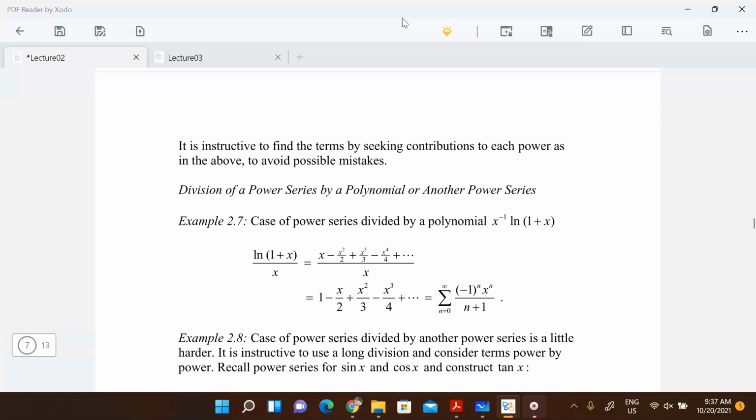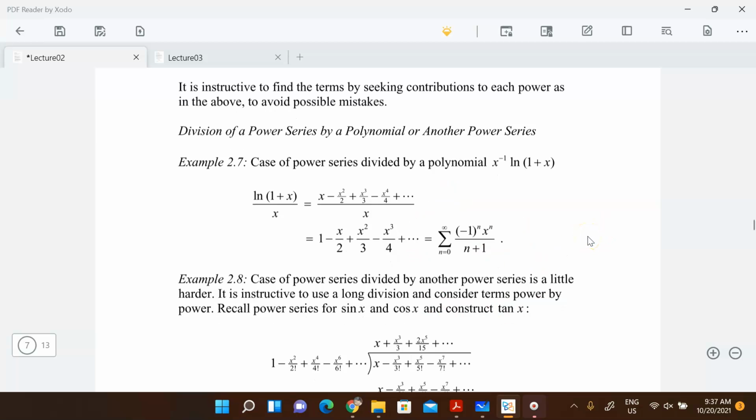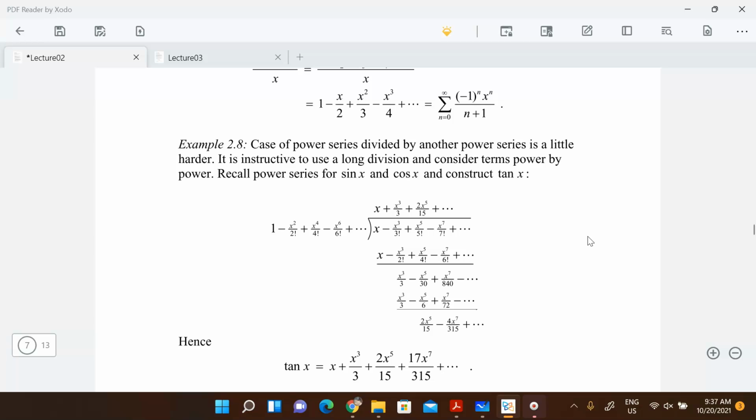Not only can you do multiplication, you can also do division. So here's an example. You have x to the power minus 1 times log 1 plus x. You know what log 1 plus x is, and x to the power minus 1 you can think of as a division. You simply divide by x, and the answer is quite simple, and you get the power series for that. But sometimes you can do much more elaborate things than that. That is just dividing by x, but you can divide by some power series.